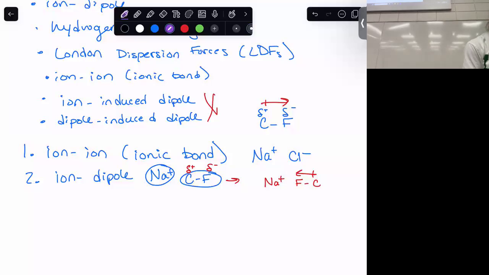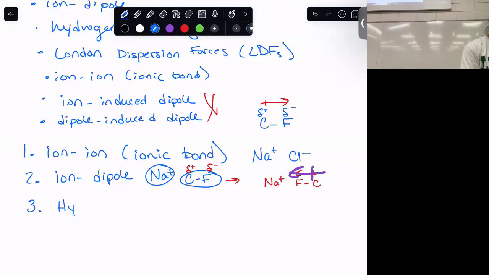So now it's more like this kind of dipole, right? Where we have a stronger dipole. Questions on ion dipole? Okay. What is our next strongest?